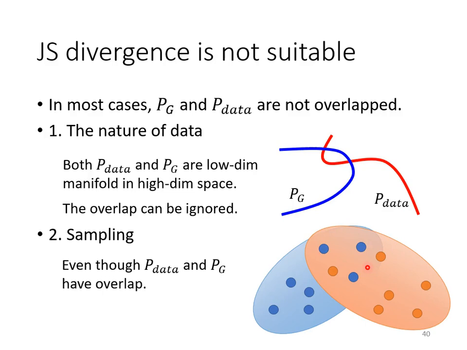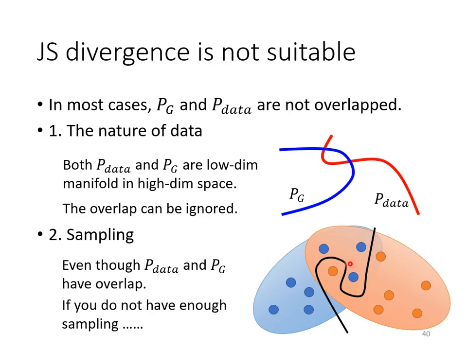However, when we want to compute the divergence of PG and P data, we have to sample some data points from PG and P data respectively. Since we only sample a limited amount of data points, if the sampled data points are few in number or too sparse, there won't be any overlap between the two in the eyes of the discriminator, even if the overlap area does indeed exist.